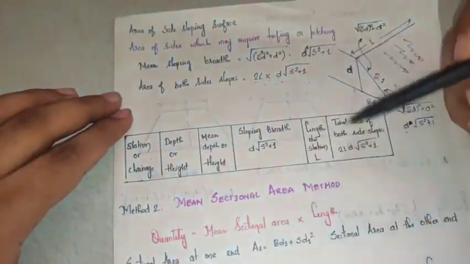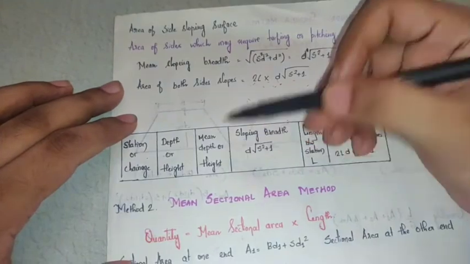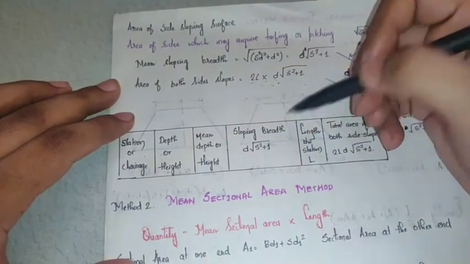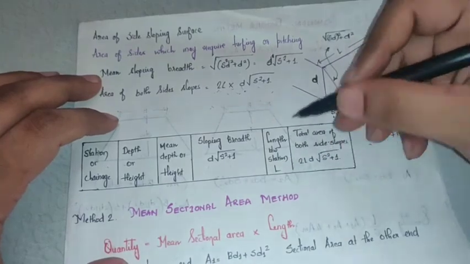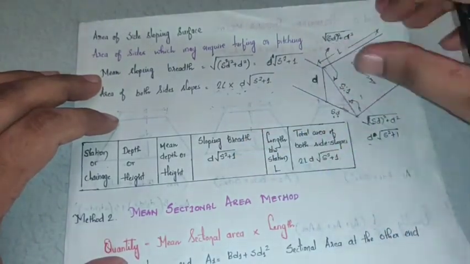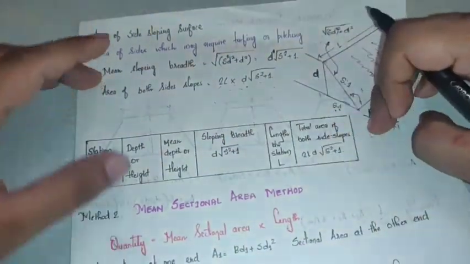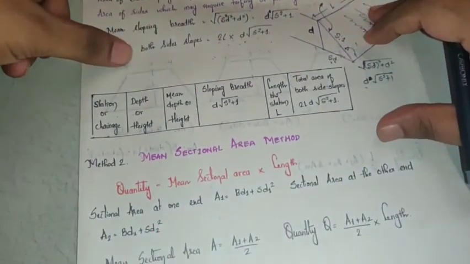For that, it is provided with this table. The depth, the mean depth we know, the sloping breadth that is D into root of S square plus 1, the length and the total area. Calculate this, and just multiply with 2. You will get the total area of both side slopes. Hope you followed this. Okay.